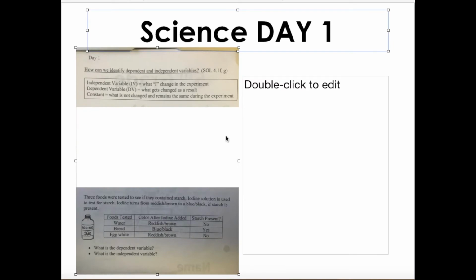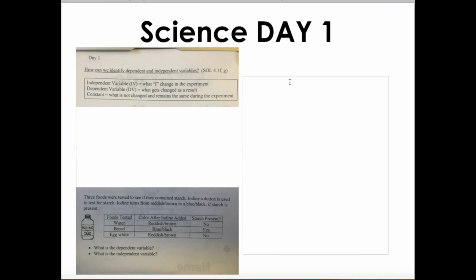3 foods were tested to see if they contained starch. Iodine solution is used to test for starch. Iodine turns from reddish brown to a blue-black if starch is present. So the 3 foods they tested were water, bread, and egg white. What is the dependent variable here? What gets changed as a result?